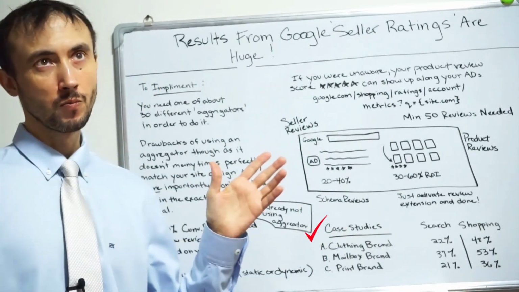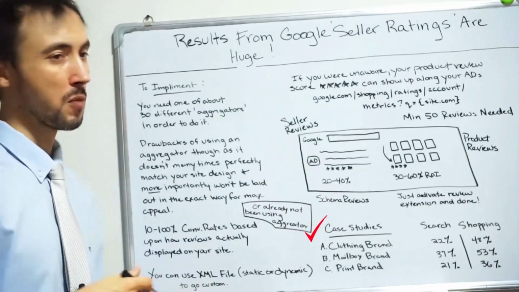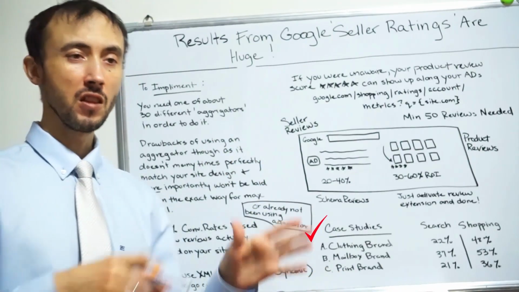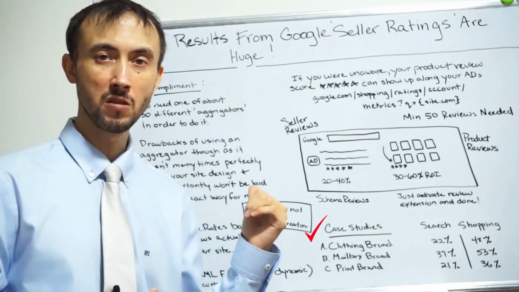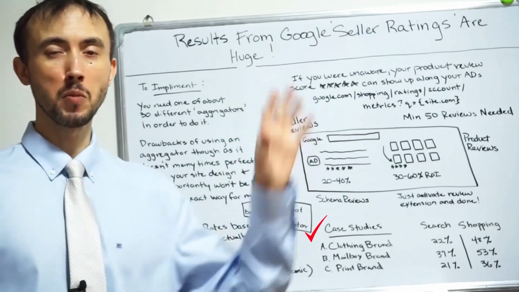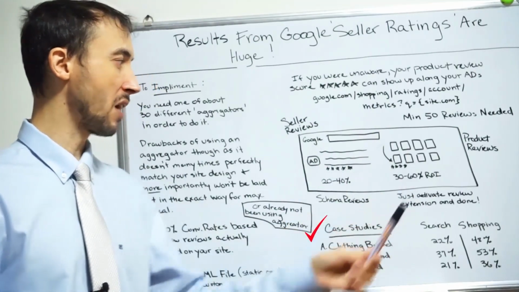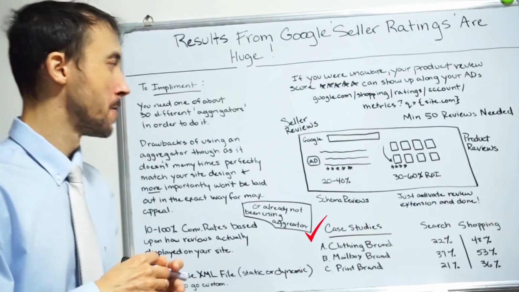For most, the lazy man's approach is going to be to use a third-party aggregator. They'll give you some copy and paste code to put on your site to collect the reviews. And then once there's so many collected, it'll post it to Google. Like I said, it'll show up on your search ads and your shopping ads, respectively. Okay.